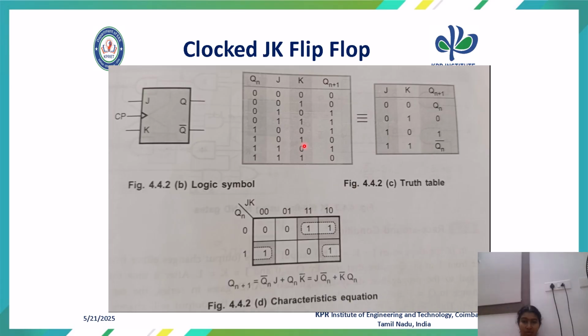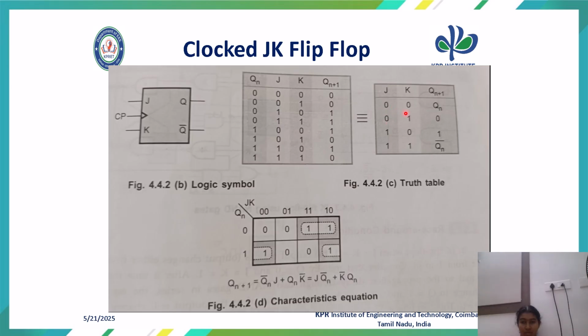When J equal to 0, K equal to 1, irrespective of the present state, the output is reset, that is 0. When J equal to 1, K equal to 0, the output is set, so therefore Q equal to 1. Where both the inputs are high, the output gets toggled, so therefore present state is 1, so the next state gets toggled, therefore it is 0. So it is given like this.